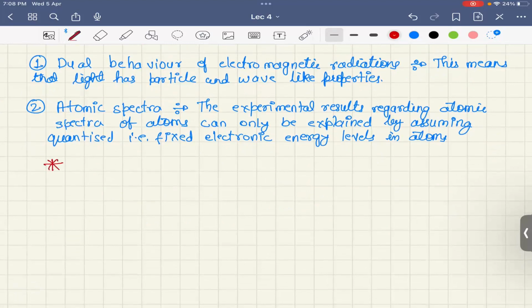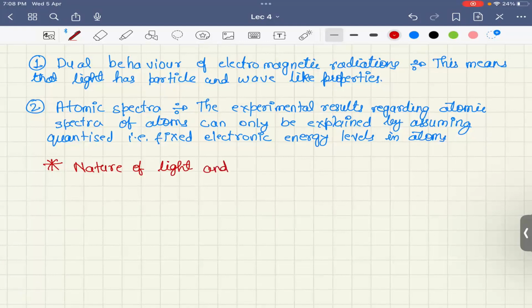So the next topic is the nature of light and electromagnetic radiation. We are going to study the wave terminology and discuss in detail what waves are and what their properties are, right? So, nature of light and electromagnetic radiation.